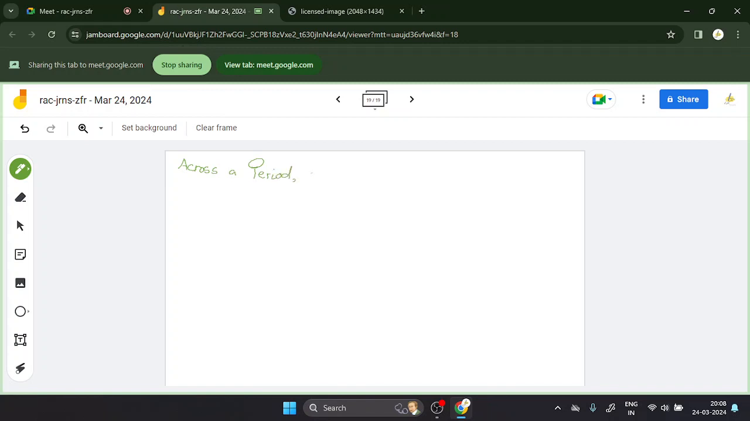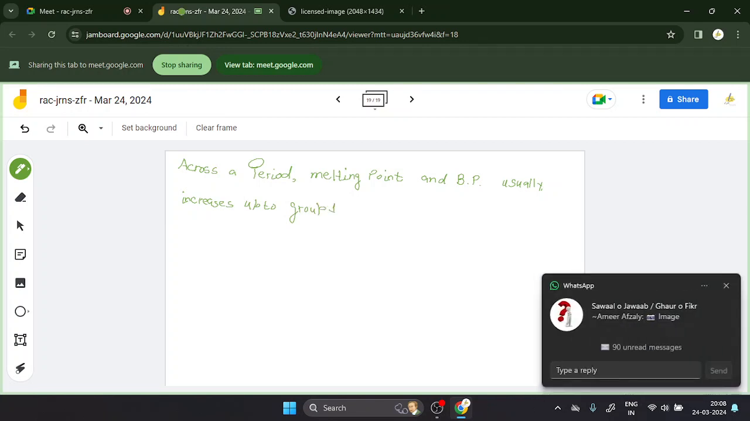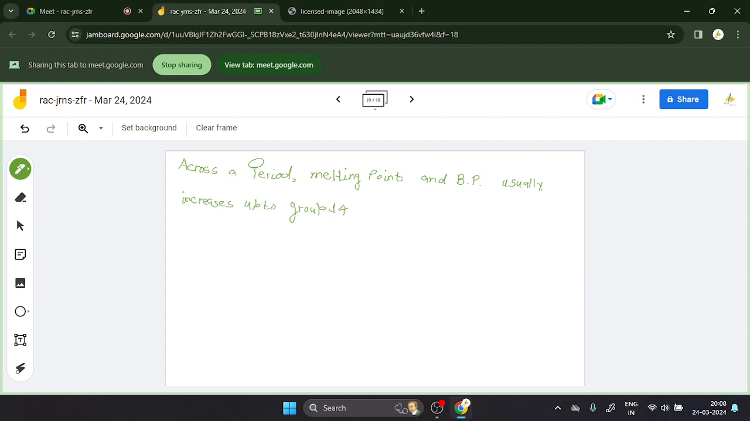Across a period, melting point and boiling point usually increase up to group 14. Clear? Up to group 14 it will increase, we just noticed, and then it will decrease. Yes or no? Decreases.